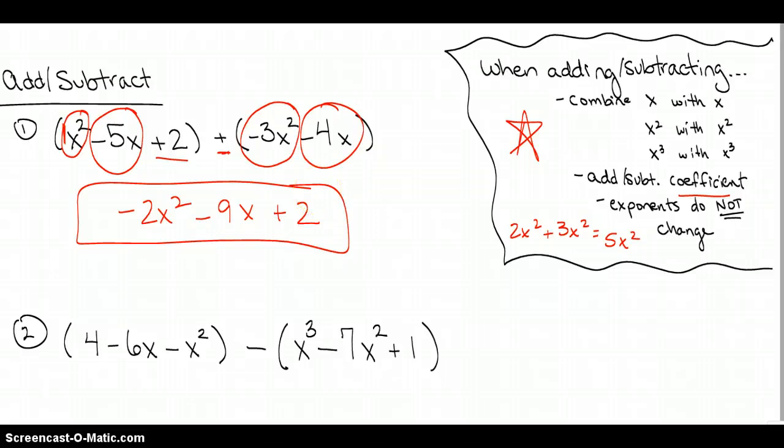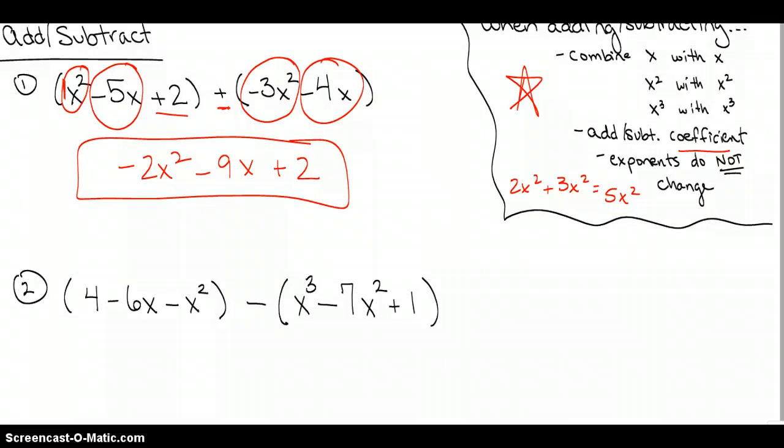Number 2 has subtraction. When you have subtraction, you can keep it as subtraction if you'd like. What I like to do is I like to change it to add the opposite. So what I do is I make this a plus, and then I make everything after the minus, I turn it into its opposite. So this is a negative, this is a positive, and then this is a negative. That way it's an addition problem, and it's exactly like number 1.